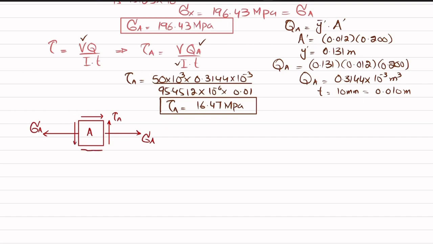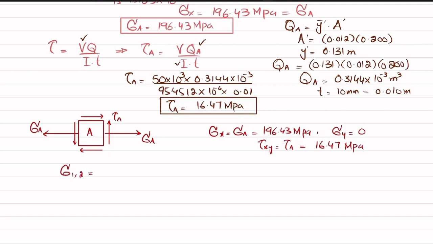There is no normal stress in y direction, so it will be 0. So from here you can see that you have sigma x is equal to sigma A, and that is equal to 196.43 megapascal. Clear? Sigma y, which is not available, is 0, and tau of xy is equal to shear stress at point A, which is equal to 16.47 megapascal.